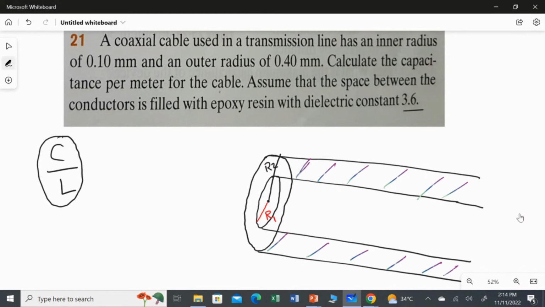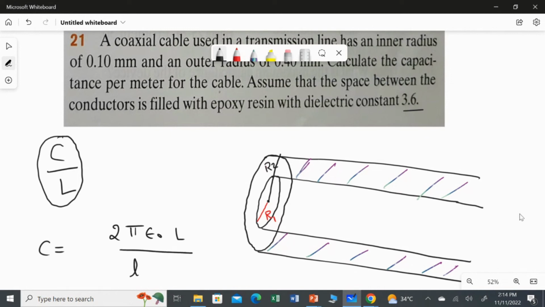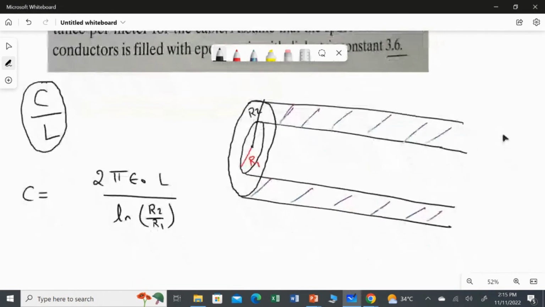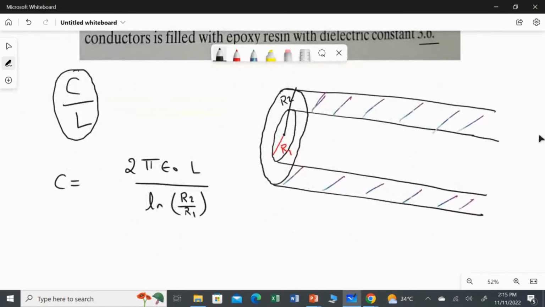We studied the rule of the cylindrical capacitor: the capacitance of the cylindrical capacitor is equal to 2 pi epsilon naught L over natural log of R2 over R1. So this is the rule we studied, am I right? For the cylindrical capacitor. I'm going to use the same.